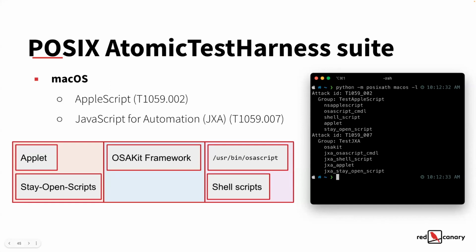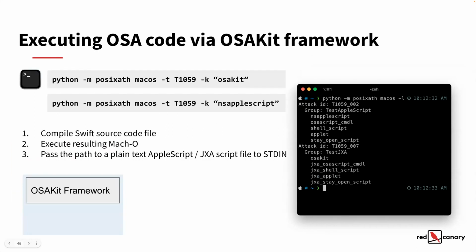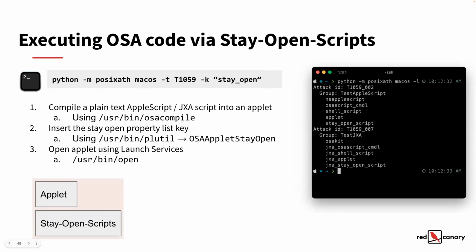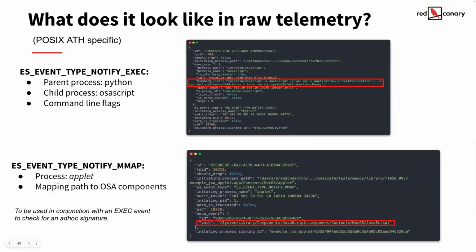So you have 3 categories. You have applets, and stay-open scripts are essentially applets; we'll go into a little more detail on those. The OSAKit framework, that's execution via programmatic API, the Foundation OSAKit API that Sal was just talking about. And then, of course, you have the osascript command line binary, which also wraps in those shell scripts. So if we go to the next slide, and keep clicking next, one more, and one more.